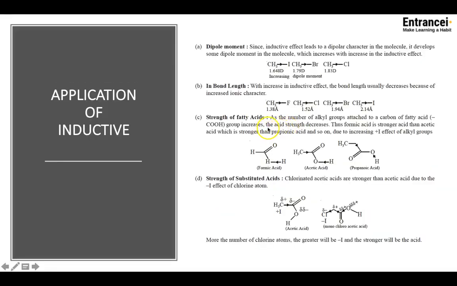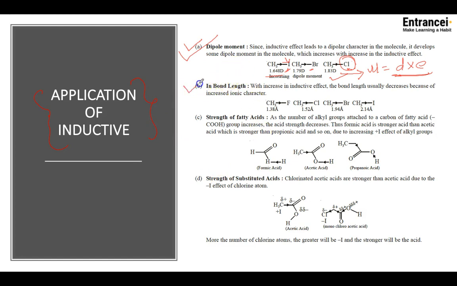So let's see the applications of the inductive effect. The first most important application is the dipole moment. You can see, higher the minus I effect, higher is the dipole moment. Among iodine, bromine and chlorine, chlorine is more electronegative, so the dipole moment is higher. You know that dipole moment is distance into charge. So if you increase the electronegativity of an atom, it increases the electron cloud and the dipole moment will increase. So in applications of the inductive effect, the most important thing is the dipole moment. Higher the inductive effect, higher is the dipole moment.